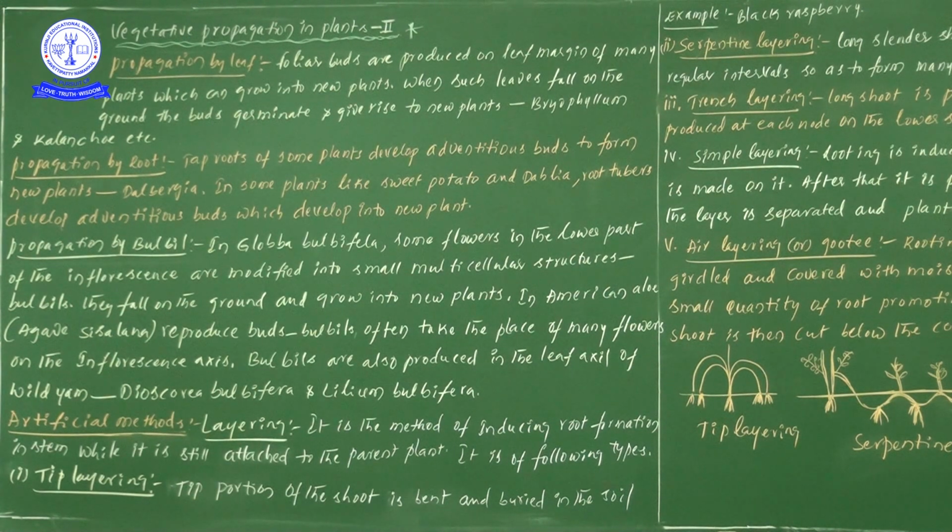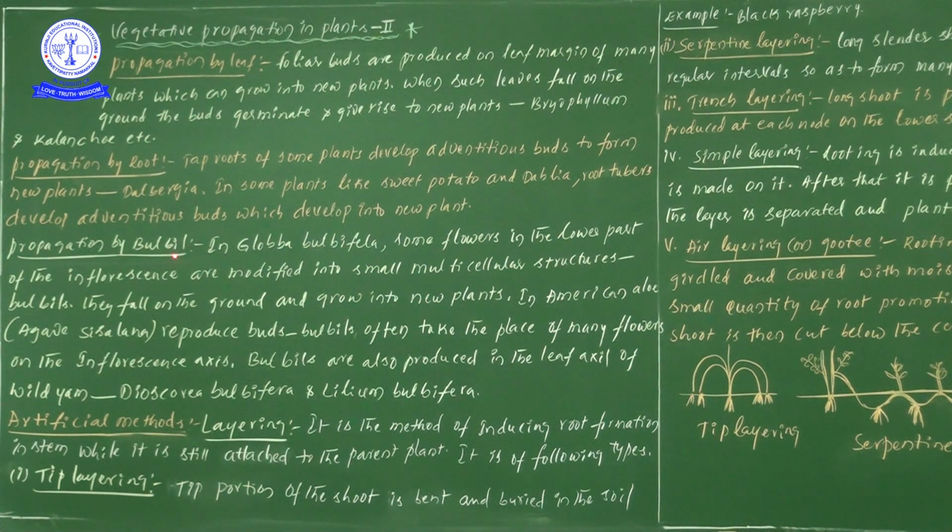The position or place of the adventitious roots or adventitious buds is different, but they definitely help in vegetative propagation, in the development of new plants. Okay, right. Next, the third one, let us see, that is propagation by bulbil.